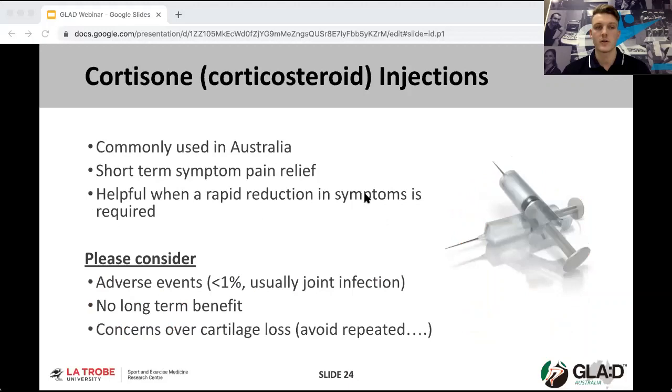All right, so cortisone injections. They can be helpful for short-term pain relief, but they have no benefit in the long term compared to a placebo injection. So occasional adverse events such as joint infections can occur. So it's important to note that because they don't often tell you that. And also repeated injections of cortisone over 2 years can lead to more rapid cartilage loss.